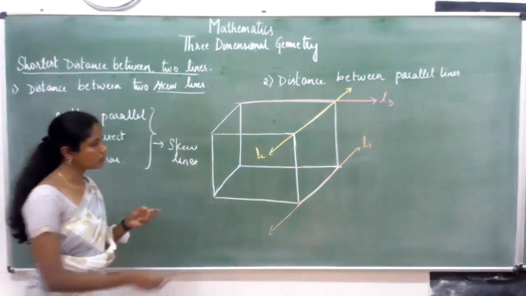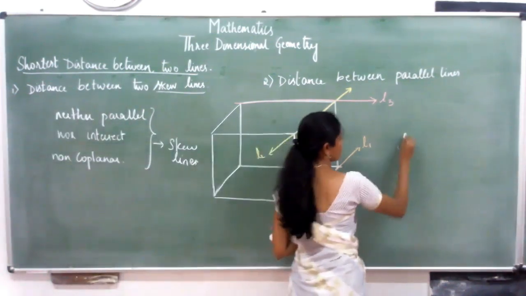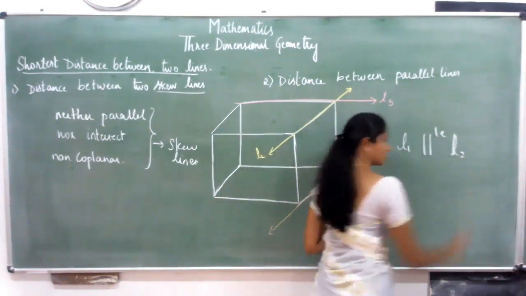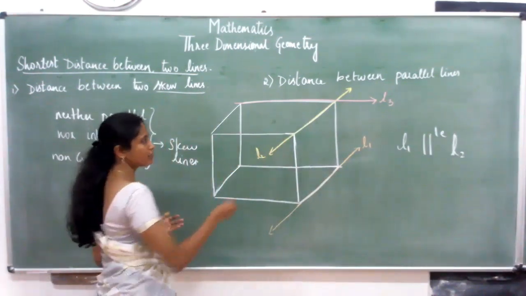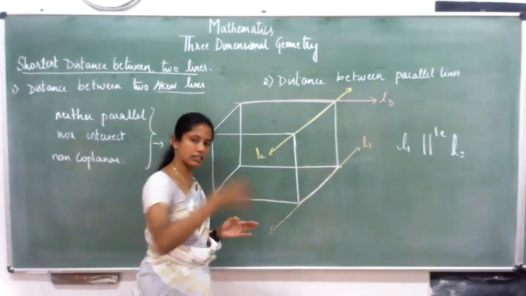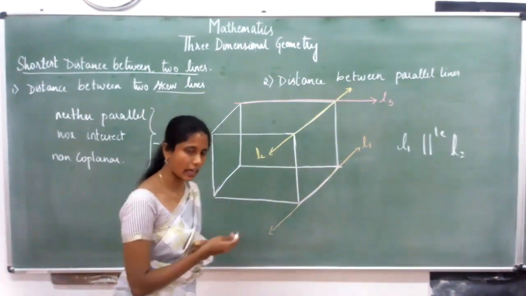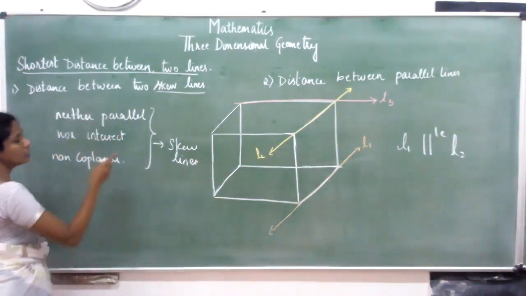If you see line L1 and line L2, they are parallel lines. So L1 is parallel to the line L2. And how to find the distance between the parallel lines? By drawing a perpendicular. That is the perpendicular distance between L1 and L2. That we shall derive. Before that, we shall find the distance between the skew lines.